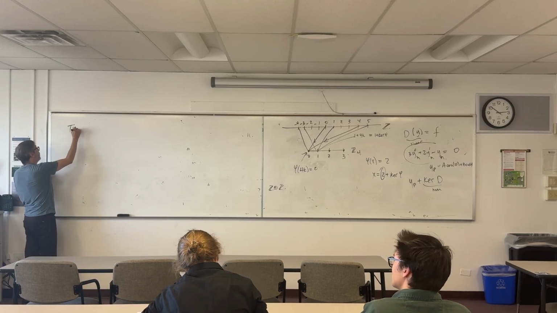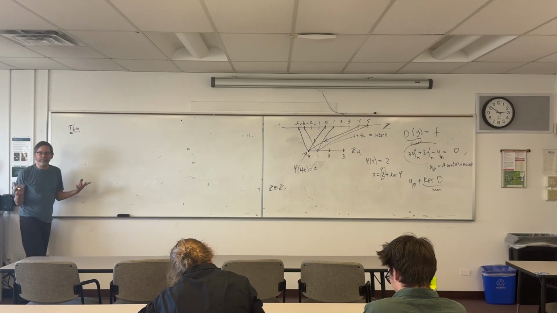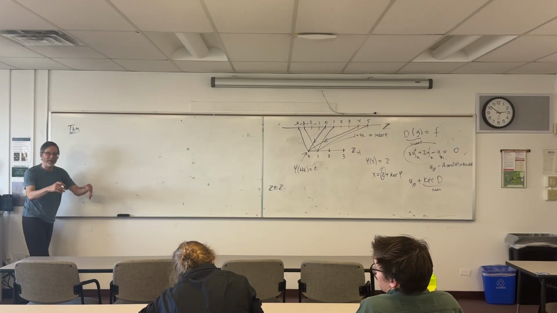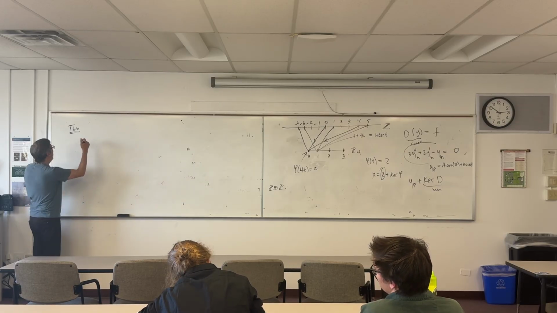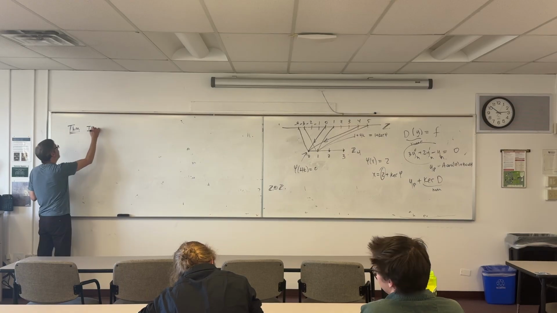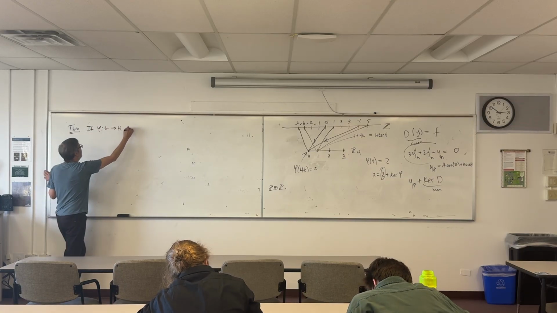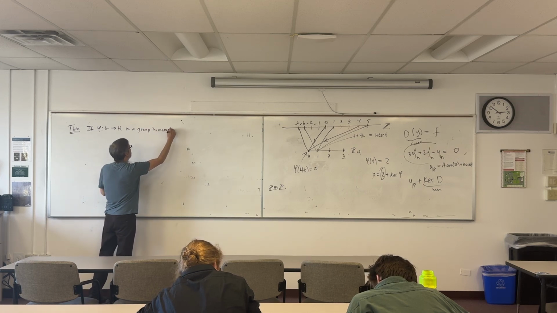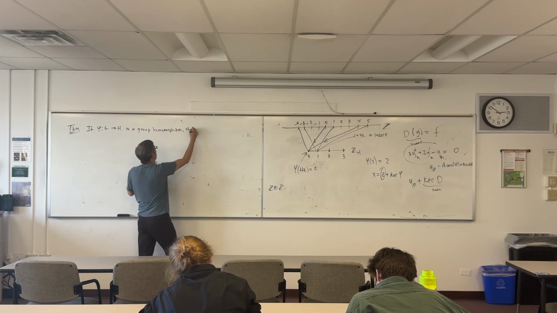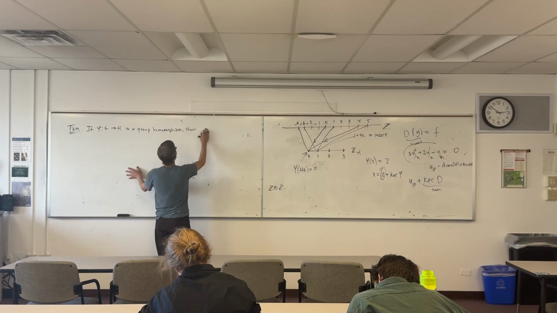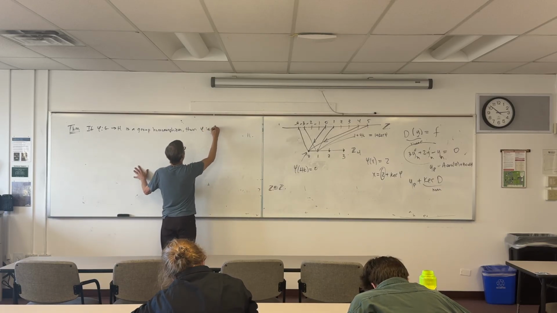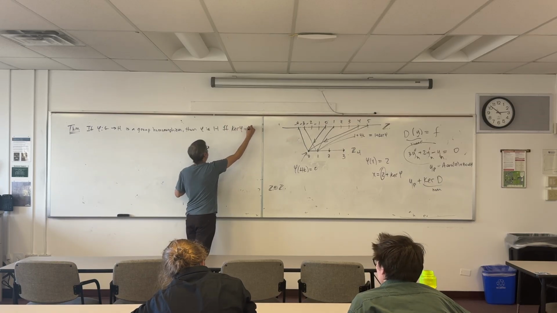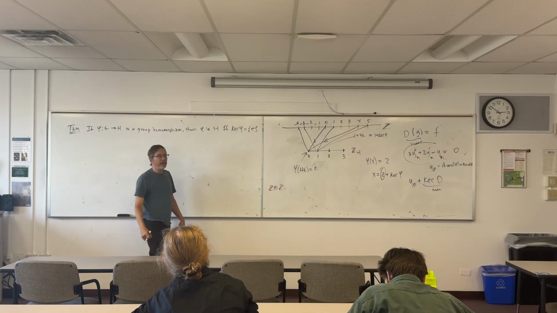So here's a little result. I don't know what we'll call it, a theorem. Maybe you'll prove it on some future thing for me. There's only one future thing coming. Theorem: if phi from G to H is a group homomorphism, then phi is one-to-one if and only if the kernel of phi is just the identity in G.